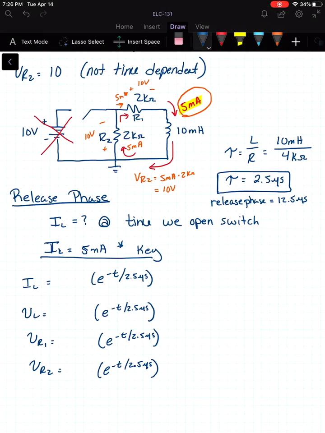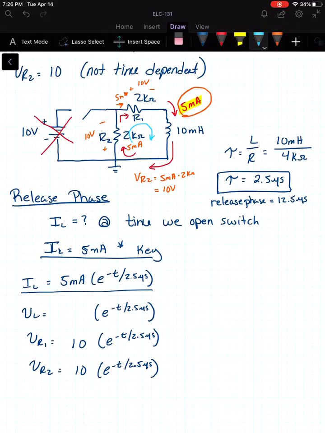Now, I'm going to go ahead and fill these in. So I've got 5 milliamps through my inductor. And remember, this is the key to everything. So if I know this at every given time, I know the voltage drops as well. So VL, actually let's skip VL and come back to it. VR2 we said was 10 volts starting out and going to 0. VR1 is 10 volts starting out and then goes to 0. Now VL, let's talk about what's going on with VL.